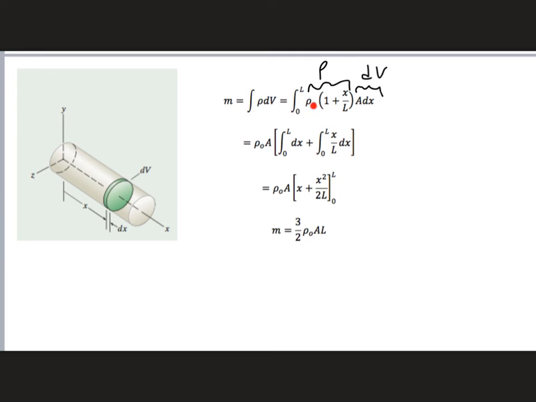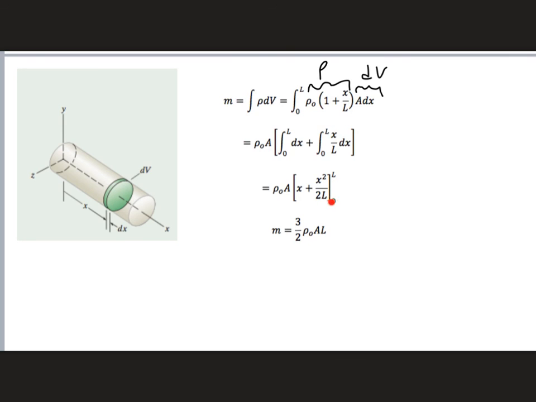And so if I do this, I can separate this out and say this is going to be the integral from 0 to L of dx plus the integral from 0 to L of x over L dx. When I do those integrals, the integral of dx gives me x. The integral of x dx gives me x squared over 2, and there's that L in the denominator there. And so I'm left with x plus x squared over 2L from 0 to L.